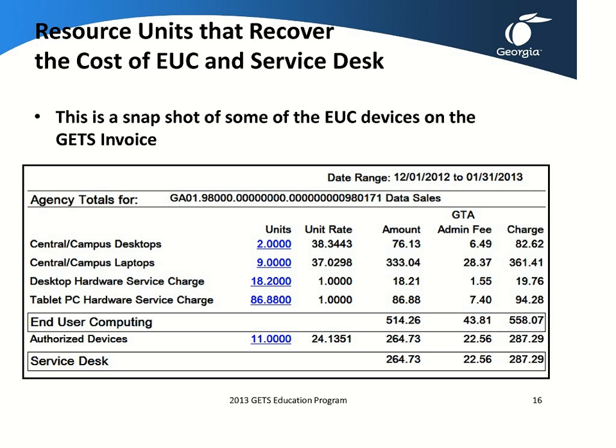Now here's a slide from the Invoice Review GETS Ed session a couple months back. We included this to show you how the charges for the resource units related to end-user computing and service desk appear on the invoice. You can see you have your central campus charges for desktops and laptops. You see you have hardware service charges here as well. And you also see you have authorized device charge for the service desk tower.